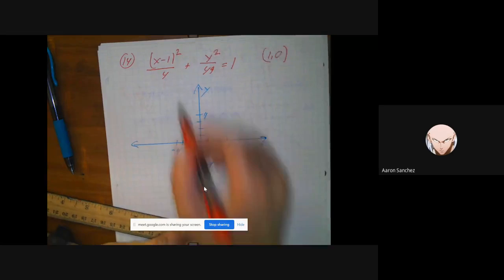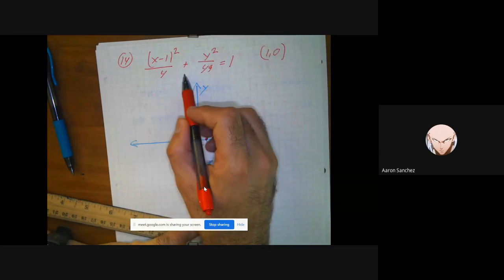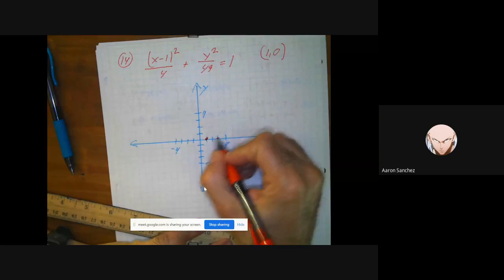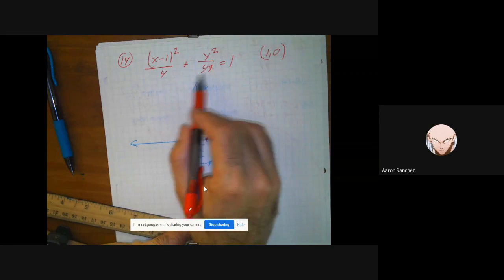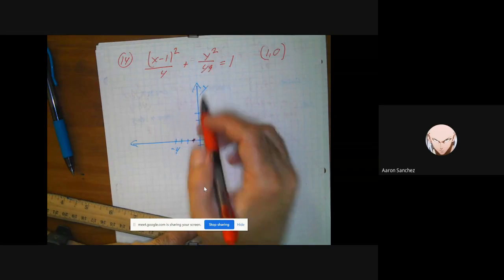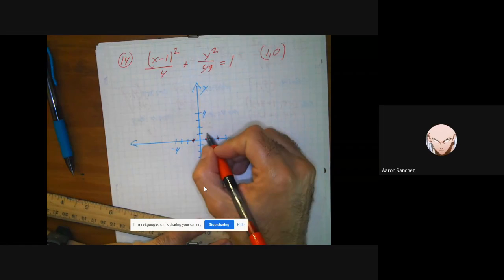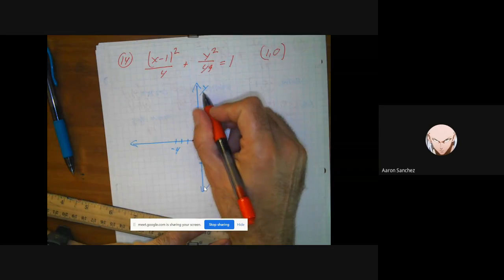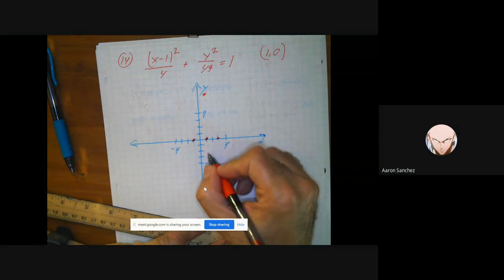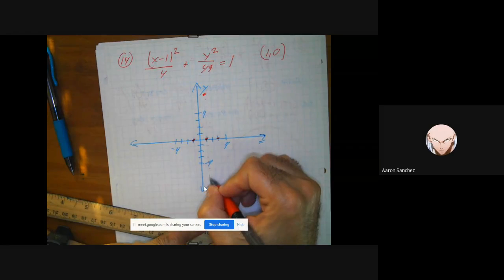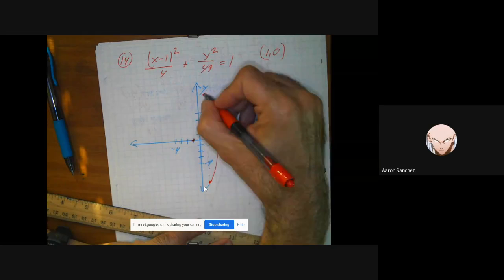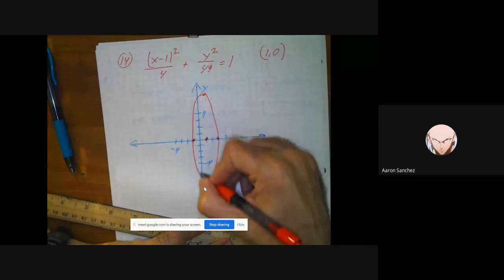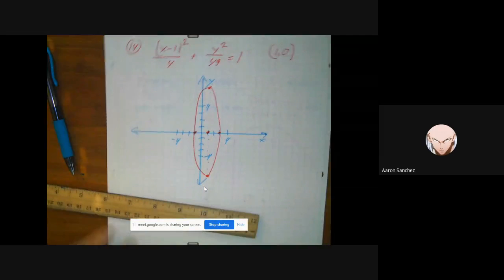Okay, because my 4 is under my x, that means I go 2 right, 2 left. 1, 2, 1, 2. There's my b. My a is 7 because my y is up and down. I go up. Where's my center? 1, 2, 3, 4, 5, 6, 7. I go down. 1, 2, 3, 4, 5, 6, 7. And then you just draw the most beautiful ellipse ever. There you go. That's all you got to do for graphing the ellipse.